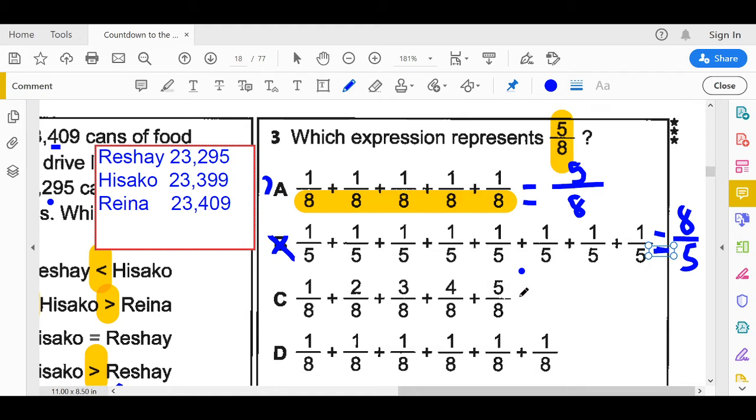Letter C. I'm going to do the same, amigos. The number at the bottom is equal in all of them. I'm going to copy it as it is. That's an 8. And then let's add the numbers at the top. 1 plus 2, that is 3. Plus 3 more, that is 6. Plus 4 more, 6 plus 4, that is 10. Plus 5 more, that is 15.